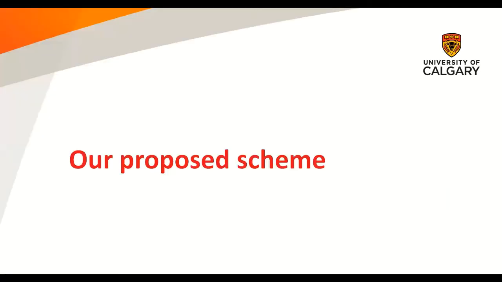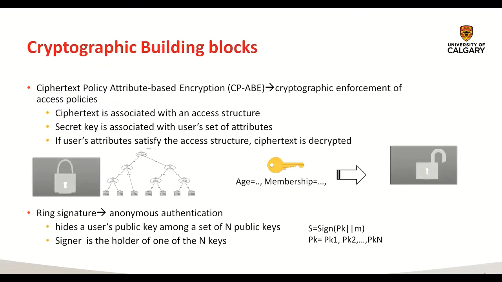In our scheme, we use two cryptographic primitives to reach our goal. The first one is ciphertext-policy attribute-based encryption. We no longer do the access policy evaluation on-chain and instead take advantage of the CP-ABE scheme to cryptographically enforce access policies. In CP-ABE, a ciphertext is generated by specifying an access structure. And the secret keys are associated with the user's attributes. If users' attributes satisfy the access structure, then the user can decrypt the ciphertext and get access to the resource.